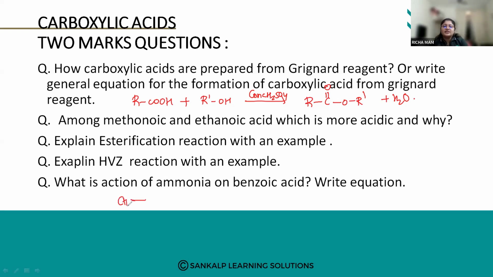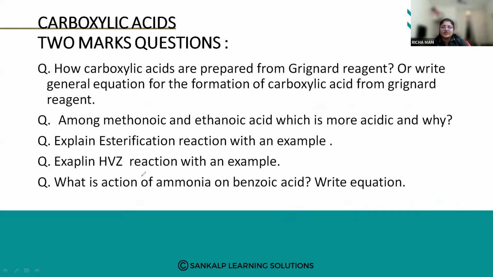So I can take CH3COOH plus C2H5OH, ethanol, in the presence of concentrated H2SO4. What am I going to get? CH3 C double bond O, C2H5, the ethyl ester, plus water. So this is a compound called ethyl acetate. Ethyl acetate is obtained. Got it? So this is esterification reaction. Again, a 2-mark question.